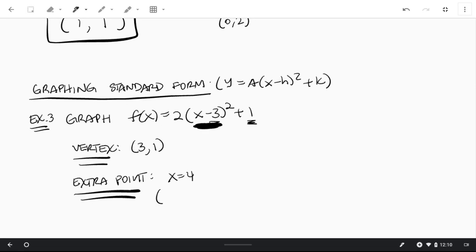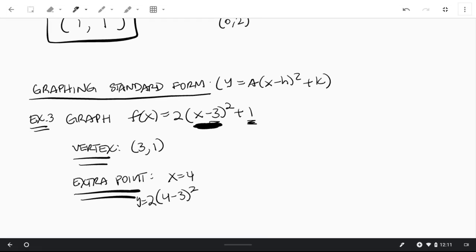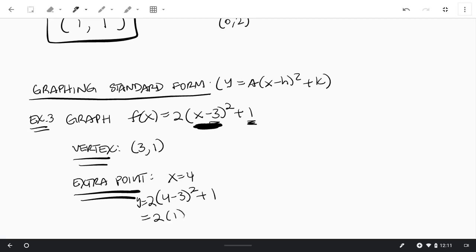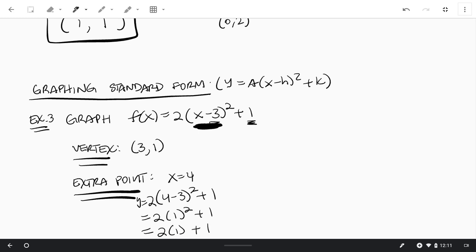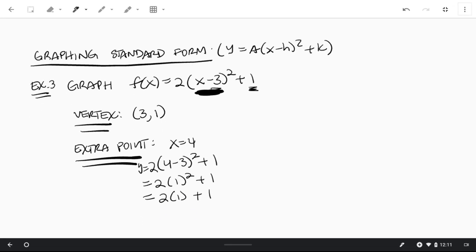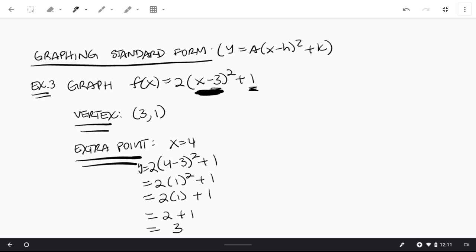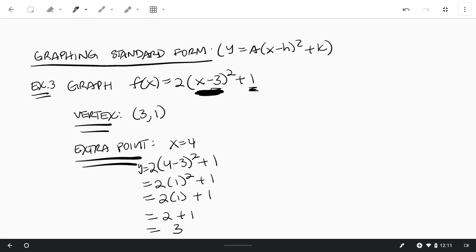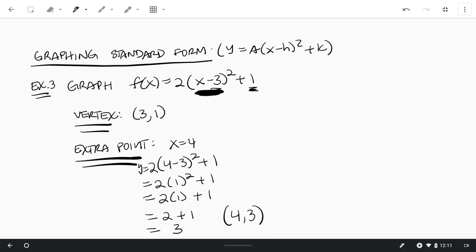Okay, so I'm going to get y equals 2 times (4 minus 3) squared plus 1. And that's going to be 2 times 1 squared plus 1. And you have to do exponents first, then multiply. So that's going to give me 2 times 1 plus 1, and that's going to give me 3. So my extra point here is (4, 3). Once you have the vertex, and we do, and an extra point, which we do, then you can go ahead and graph this. And again, we get that third point by symmetry.